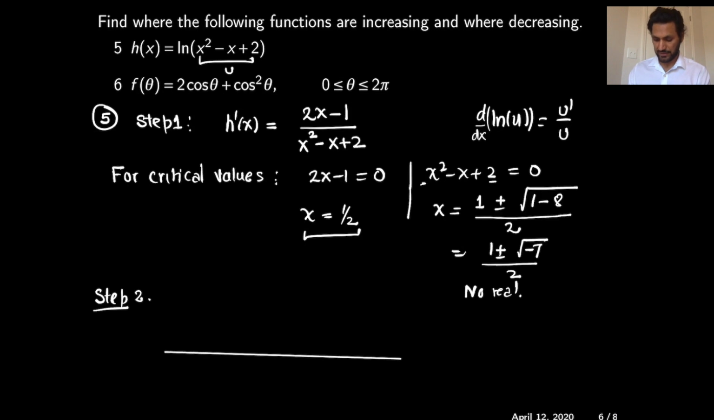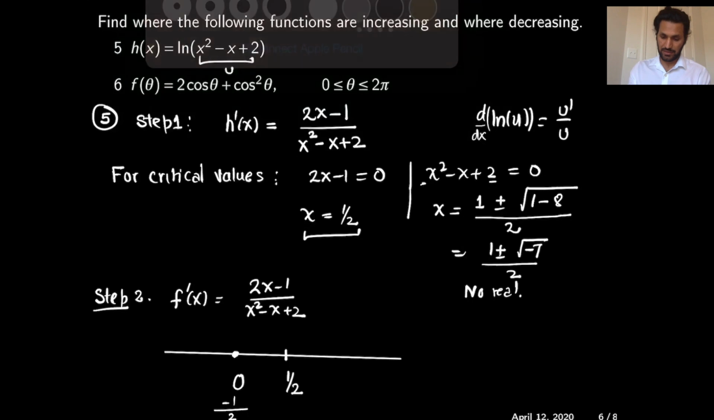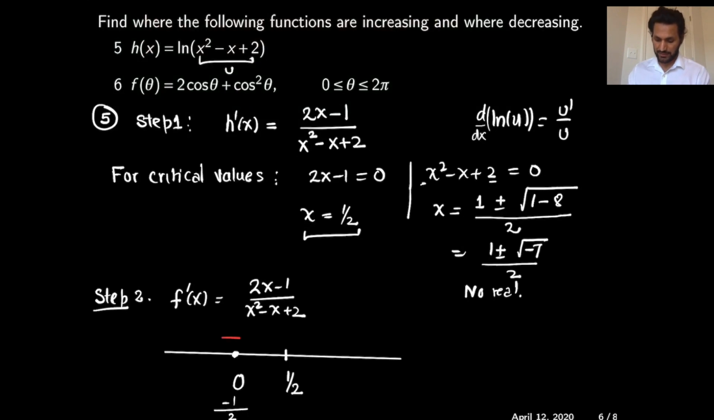So let's do the line test with the 1/2 because we have only one critical value. If I choose a point on the left side of 1/2, let's choose 0 and plug that into the derivative of the function, f prime of x, which is equal to (2x minus 1) over (x squared minus x plus 2). So that gives me -1 over 2, so basically -1/2. Here the value of the derivative is negative, so the function will be decreasing.